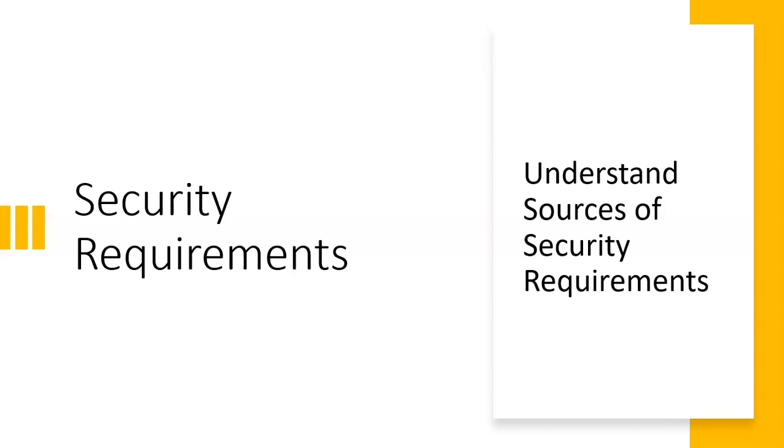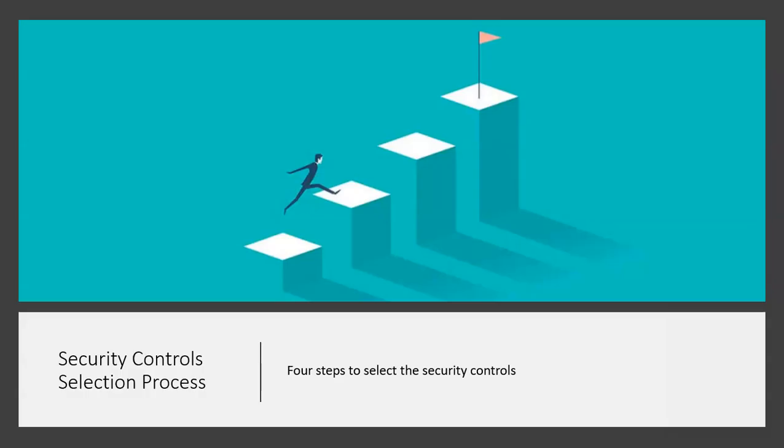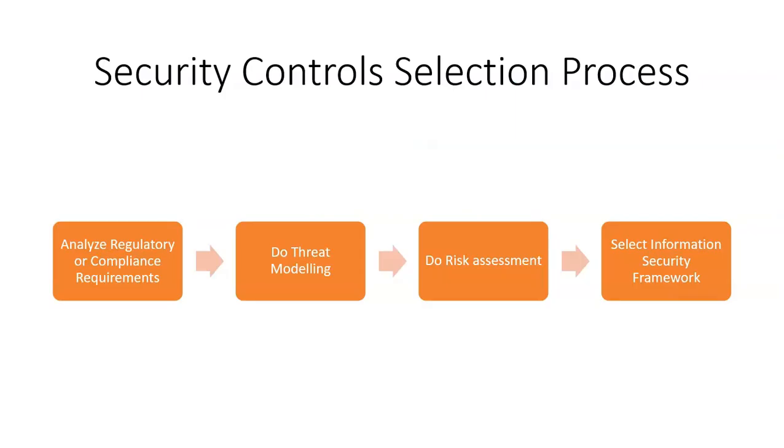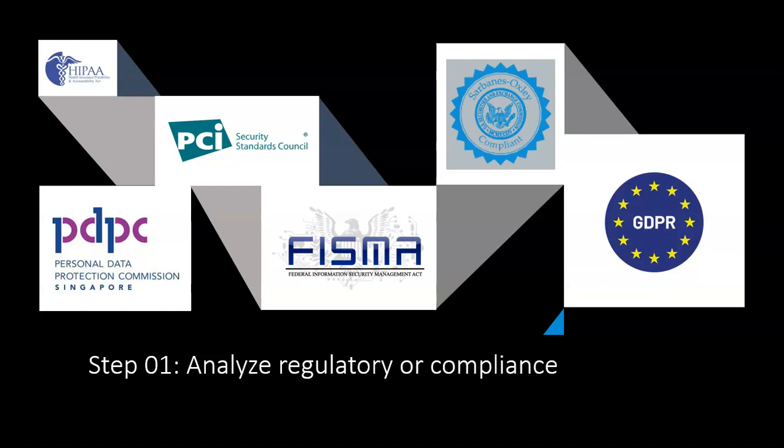These are security requirements, which means we must understand the source of these security requirements, and only then can we select the controls. So there are 4 steps to select the security controls. The first step is to analyze any regulatory compliance requirement for that particular asset or environment which we want to secure. The regulations can come from SOX, FISMA, GDPR, PDPA, PCI DSS, HIPAA, etc. These regulations depend on the nature of the business our organization is doing and also the location of the work. And the second step is to do threat modeling.